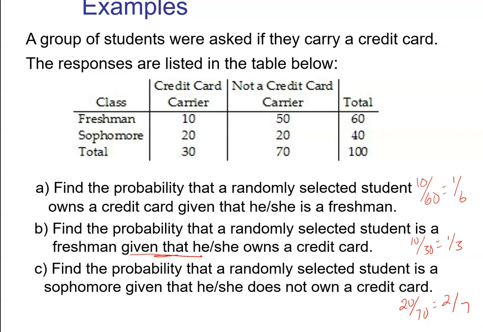And C, find the probability that a randomly selected student is a sophomore, given that he or she does not own a credit card. So not owning a credit card. Now we're looking here at the 70. Now we want to know is that individual a sophomore, and that's the 20.